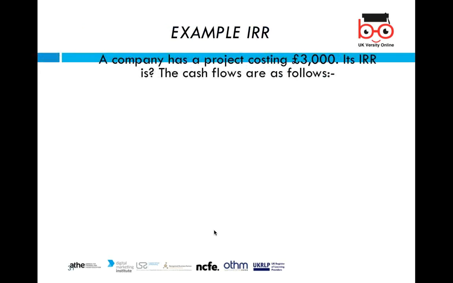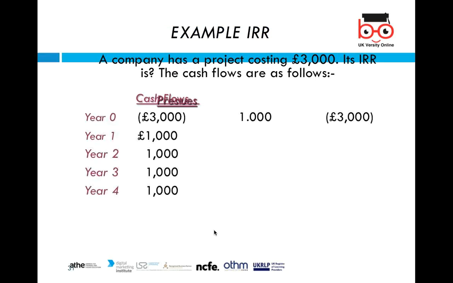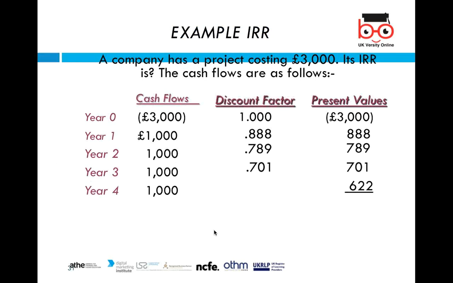So let's see some examples of the IRR. A company has a project costing £2,000, and we want to find its IRR. These are the cash flows, and the total cost is 3,000, so the discount factor for the first year is given, for the second year it is 0.88, and for the third year it is 0.788.